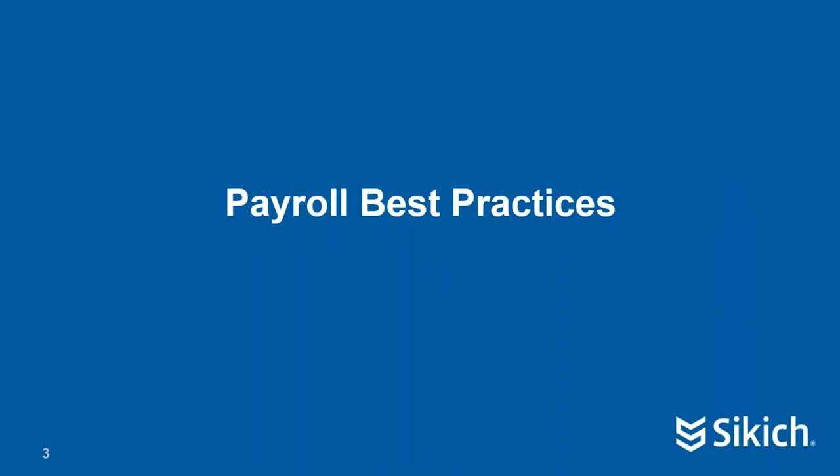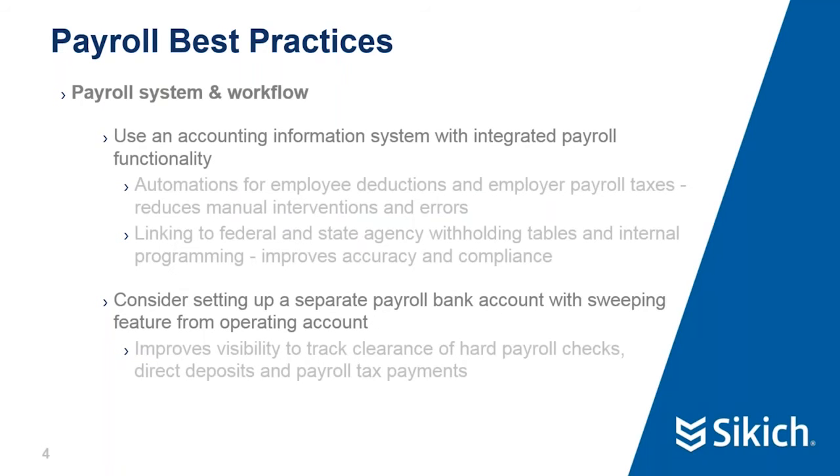So in the area of payroll best practices, the first area we would recommend that you take a close look at is what your payroll system looks like, how it's set up, and what the workflow is. Specifically, we recommend you have as much information automated as possible, such as linking the federal and state withholding tables to your payroll system so that there are no manual calculations.